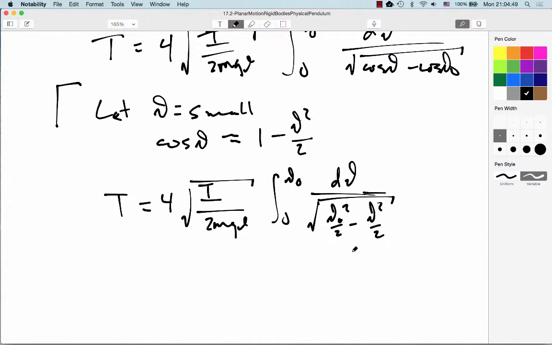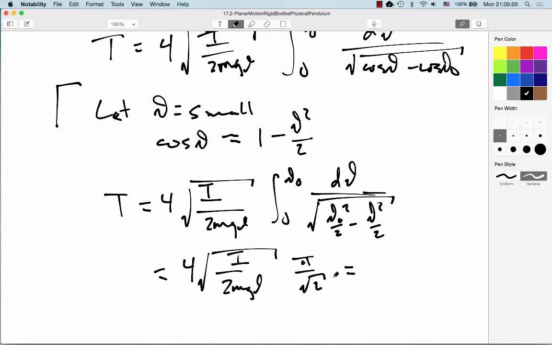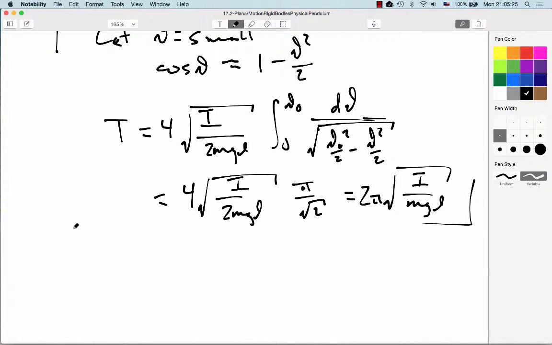All right, that integral we actually know it's equal to pi over root 2 if you look it up in a table. So 4 root I over 2 mgl, and that integral works out to be pi over root 2. So, yay! We end up with the same 2 pi root I over mgl that we had before, just to show that this technique is valid.